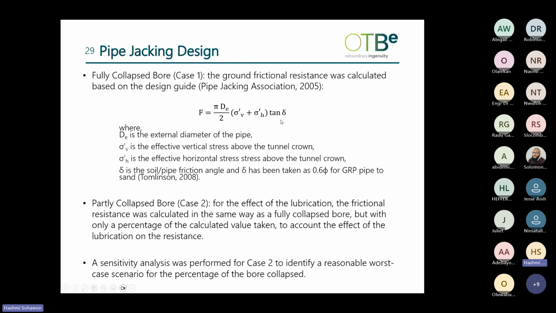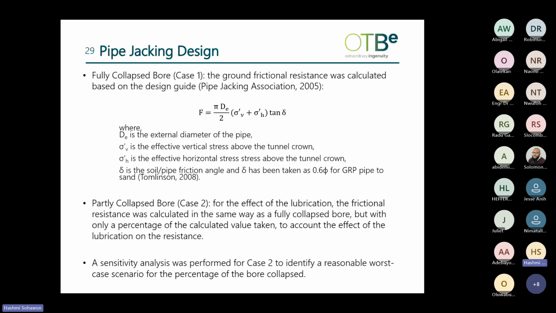So this equation here is the main equation used to compute the shear forces mobilized by the pipes. We have the external diameter of the pipe again. We have the effective vertical and horizontal stresses, and then we have delta, which is the pipe-soil friction angle, and this has been taken to be 0.6 of the friction angle of the soil. So for case 1, which is the fully collapsed bore case, this shear force given by this equation is mobilized for every meter of the pipe.